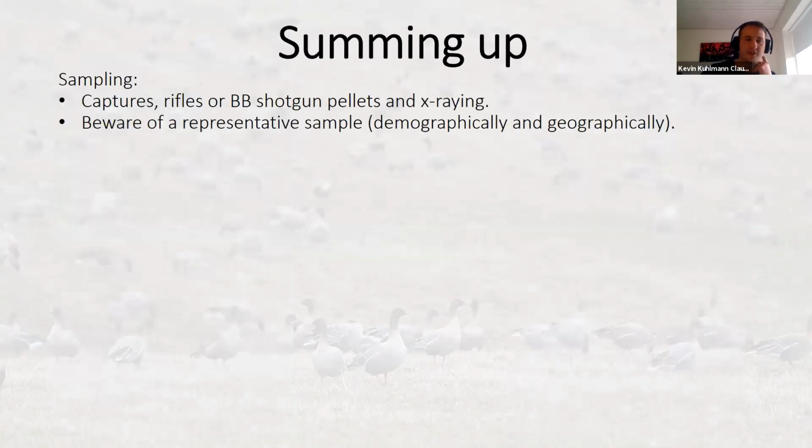Yes, last slide, just to sum up. In order to assess crippling, what you first need to do is collect the sample, live or dead animals, for instance, by captures, by using rifles or by using BB shotgun pellets, and then you X-ray the birds. You should always, no matter what method you use, beware that the sample is representative, both in terms of demography and in terms of geography.